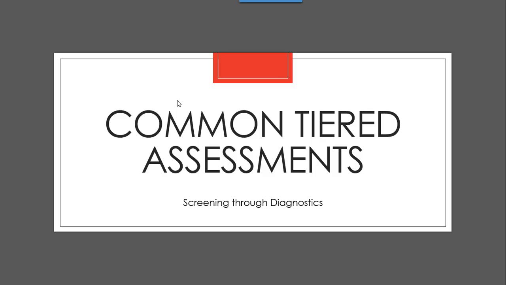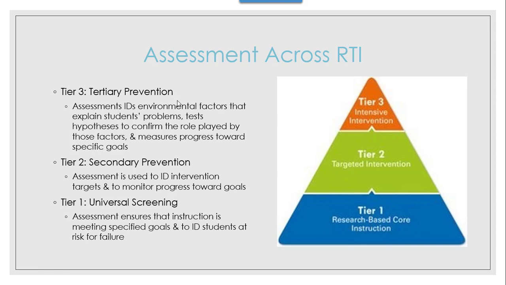So let's talk about different tiered assessments throughout each of the MTSS processes. So, screening through diagnostics. Assessment through RTI: Tier 1 tends to be some sort of screener. Tier 2 tends to be a way to identify the exact kind of problem that the child has. You don't set up an intervention without knowing what's wrong. And then you have a progress monitoring tool that tells you if the child has met their goals in the intervention.